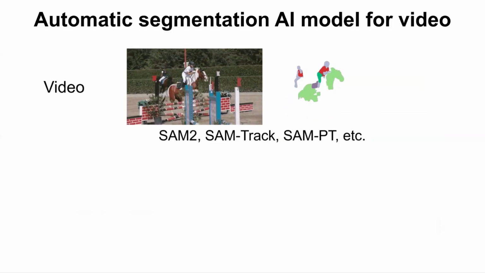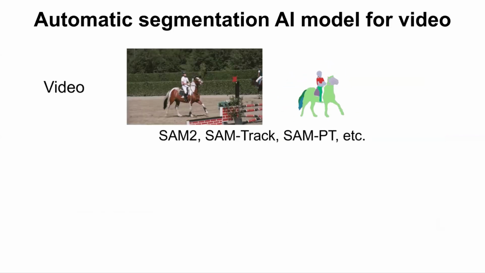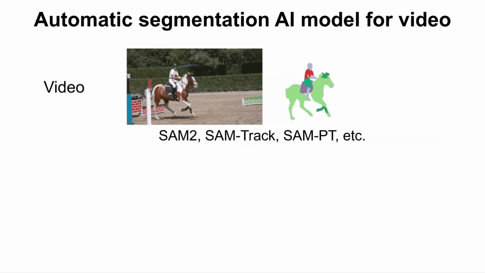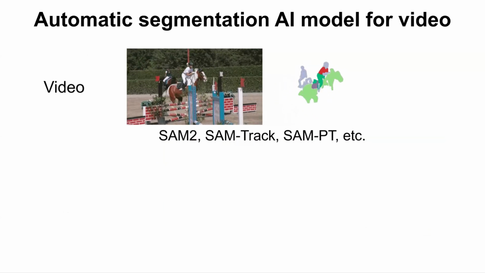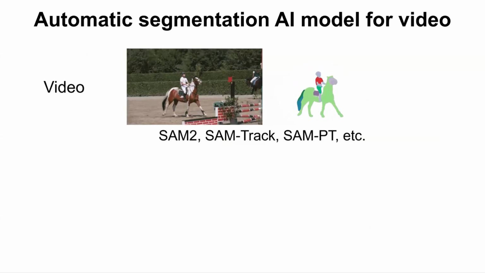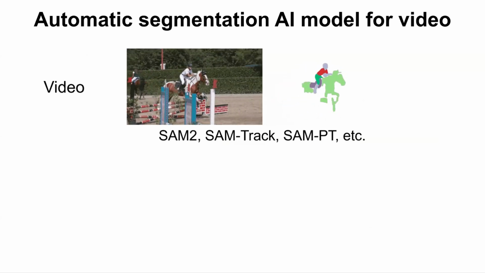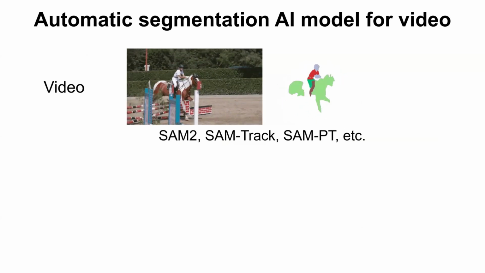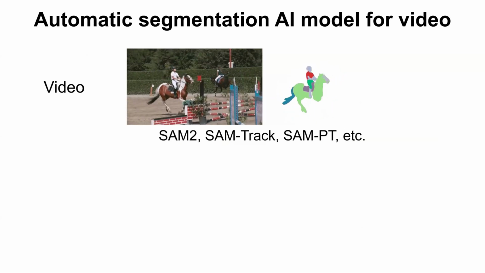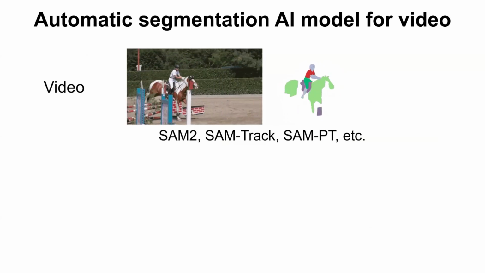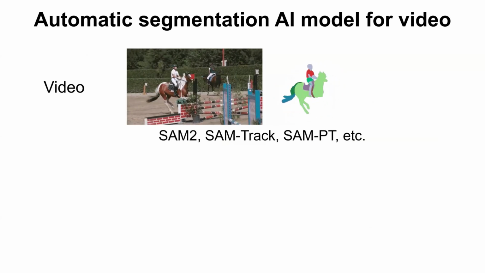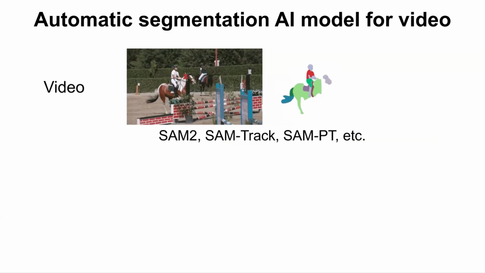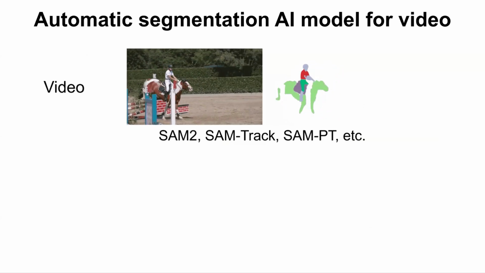And not just the segmentation of a single image, but there are also various AI models for automatic segmentation for videos. In a video like this, where there are horses, people, and other objects, the upper body is here, the legs are here, and the horse is here. The AI model can follow the contours and color-code them properly. There are several AI models that can automate this process.